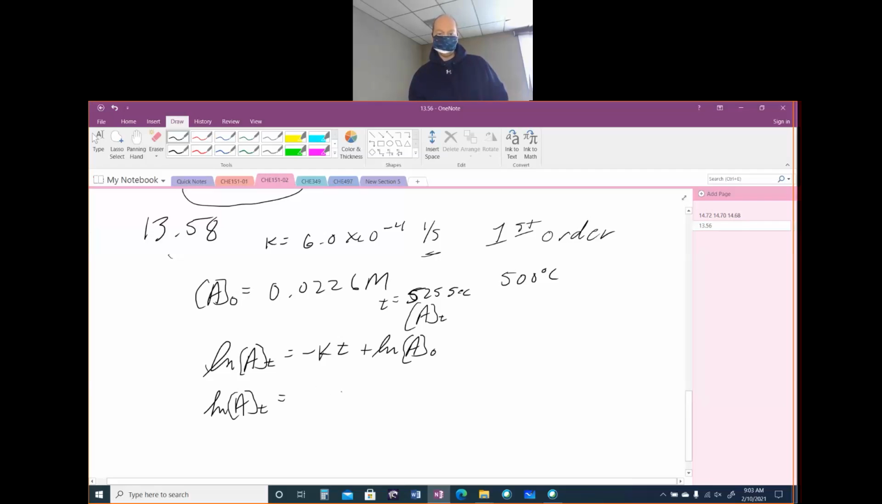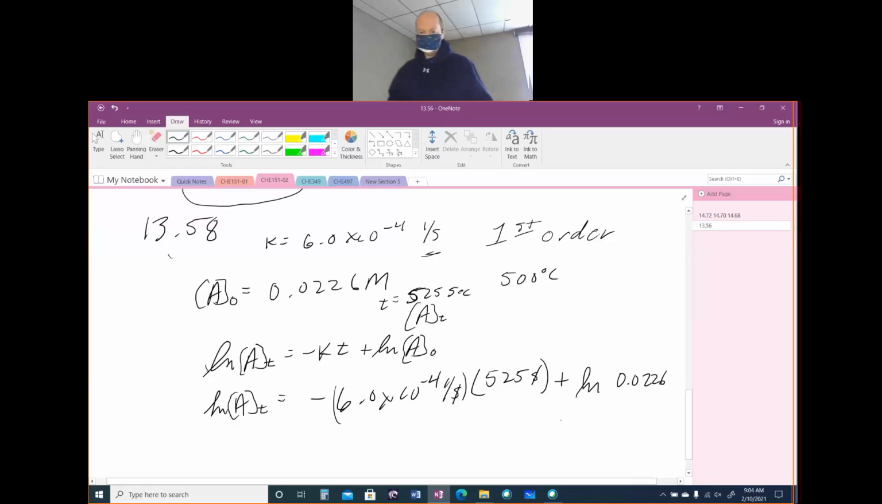So we're looking for our concentration at this time. The k is given, 6.0 times 10 to the minus 4, 1 over seconds. The time is given. It says after 525 seconds. Key here, that unit of time and that unit of time must be exactly the same to cancel out. So if they were giving you the time in hours, you convert it to seconds. If they give you the time in any other units, it has to be in seconds to cancel the 1 over seconds. And then the ln of the initial concentration given as 0.0226. And so then you just get your calculator, push the buttons, and get your answer.